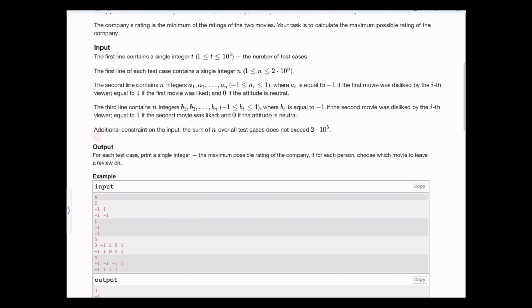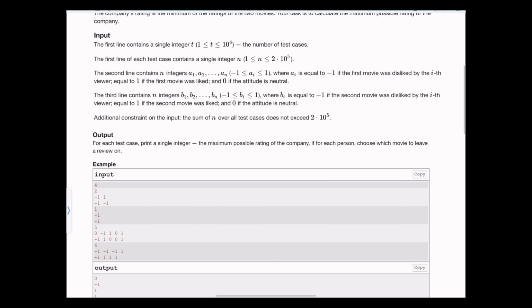There is an additional constraint on the input: the sum of n over all test cases does not exceed 2 times 10 power 5. Now, what is our task? Our task is to print only one integer, which is the maximum possible rating of the company.